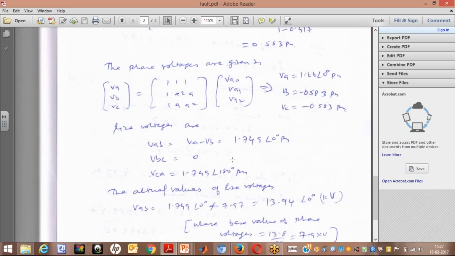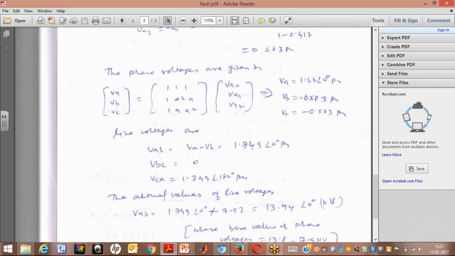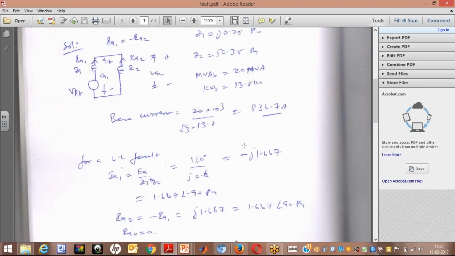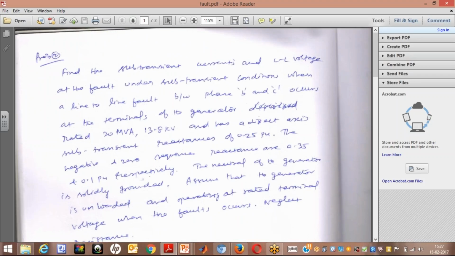Okay. So after finding these values, you have to multiply it by the respective base voltages, to get the actual voltage, because this is per unit. If I multiply this per unit value with the base voltages, then only I will get the actual voltages. But now the question is, see, the given base voltage is 13.8 kilovolt, which is the line to line voltage. This is the base voltage and this is the base MVA. But this base voltage is in terms of line to line voltage.